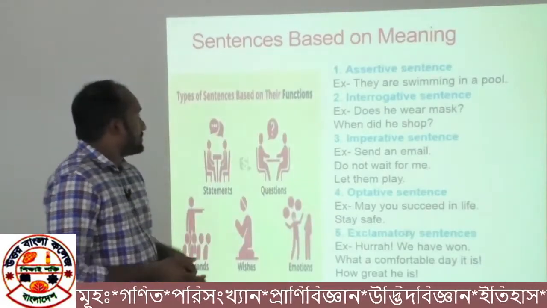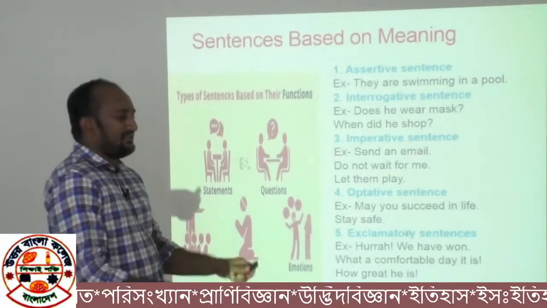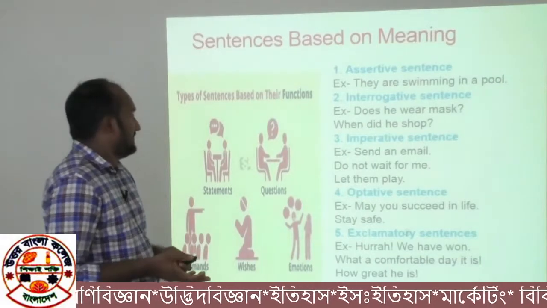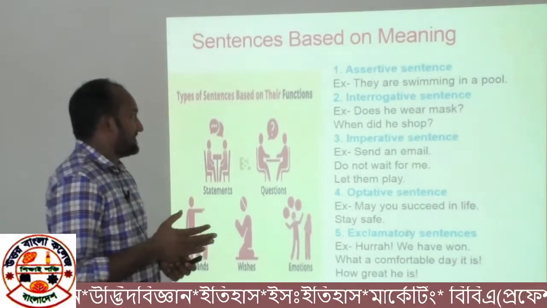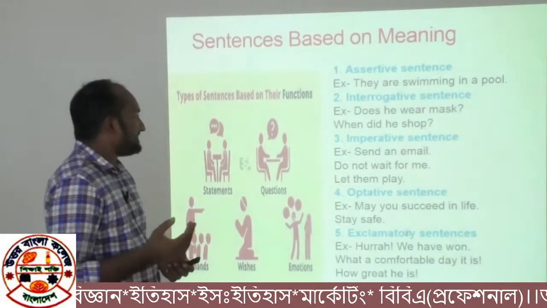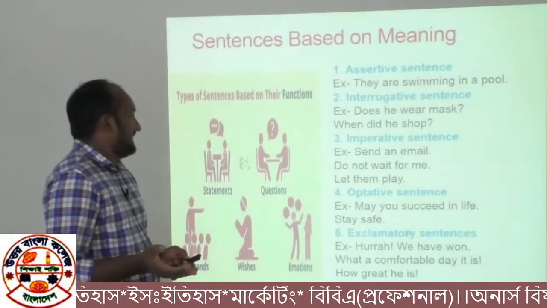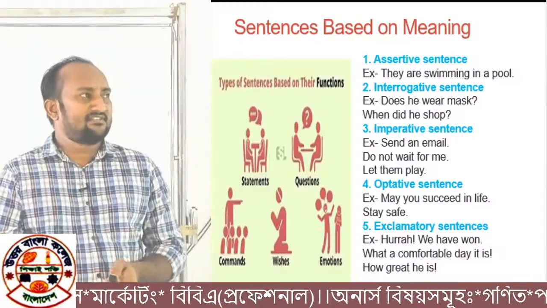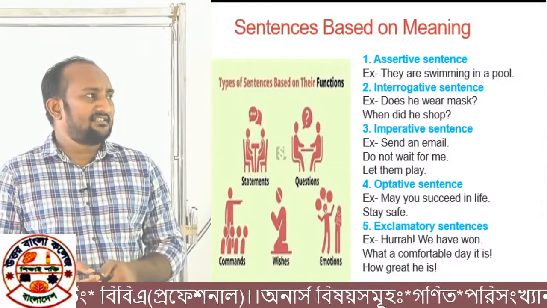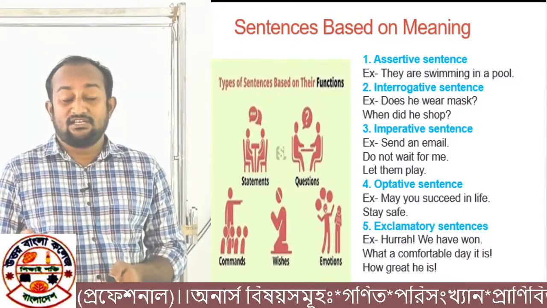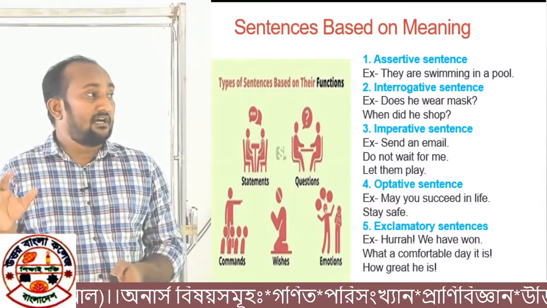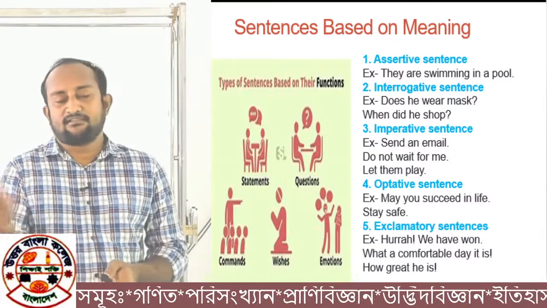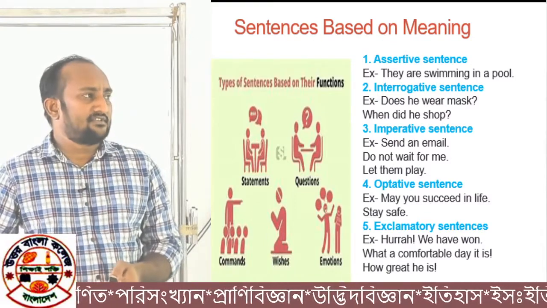Sentences based on meaning: based on meaning there are 5 sentences we know. Assertive sentence: they are swimming in a pool. This sentence consists of subject plus verb plus others. Then interrogative sentence: does he wear masks? First the helping verb comes, then the subject, then the other part of the sentence. And if it consists of a WH word, then the WH word comes first, then the helping verb and the rest of the sentence.